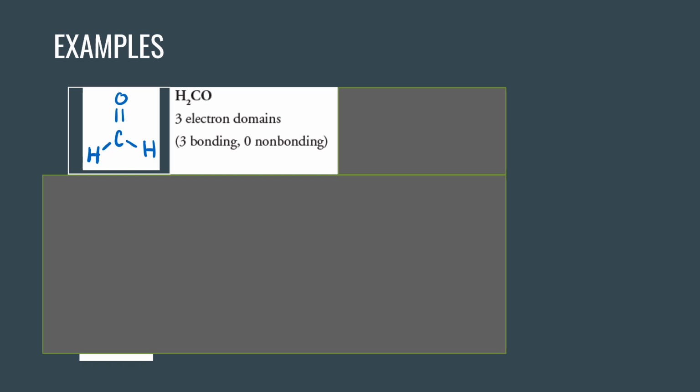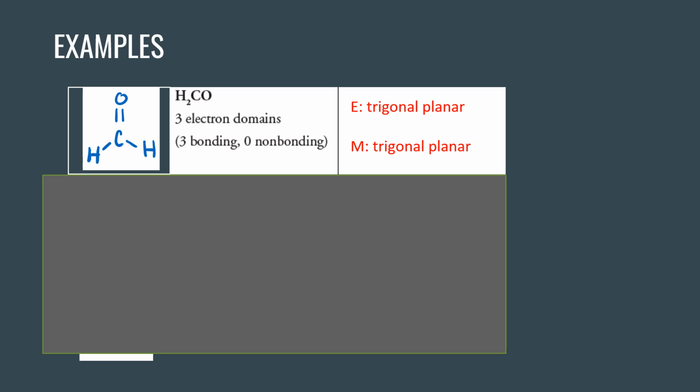So here are some examples. You have H2CO, formaldehyde, just the compound name. On that central atom, the C, there are three electron domains total, three are bonding, and zero are non-bonding. So that is considered trigonal planar, and the molecular shape is trigonal planar. Reminder, the electron geometry is based on how many domains are on the central atom, but the molecular shape is based on what specifically is attached to the central atom.